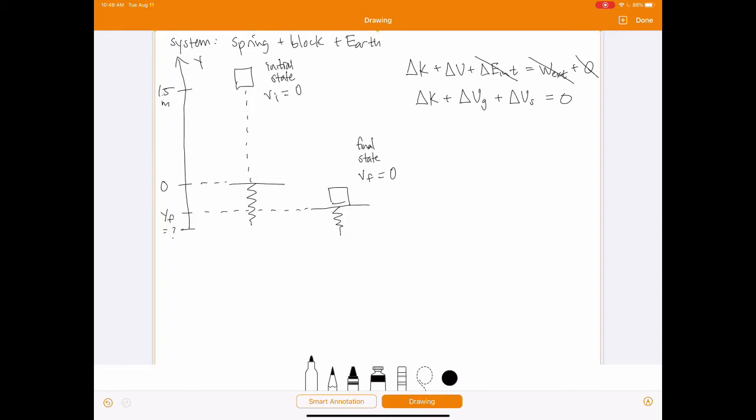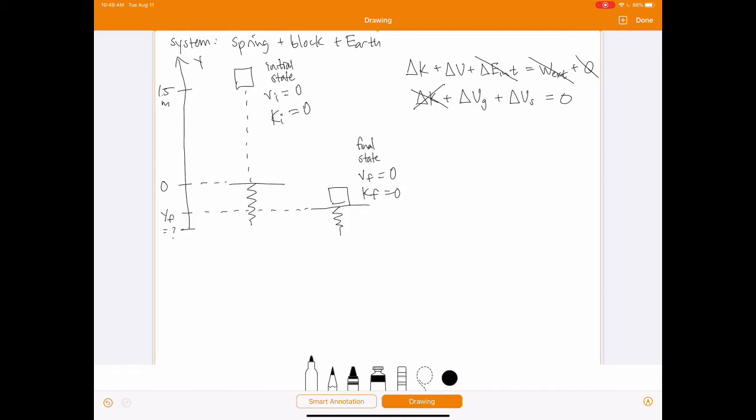Well, actually, first, before we get to the next step, let's say what we know about delta K. There's initially no kinetic energy, right? Because the block starts off at rest. And in the final state, there's also no kinetic energy. So the change, the delta K, is 0. So you can cross that out before we do the next step.